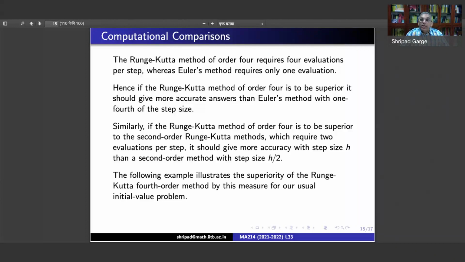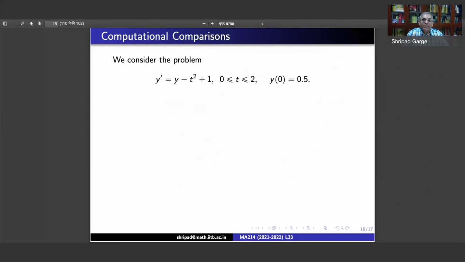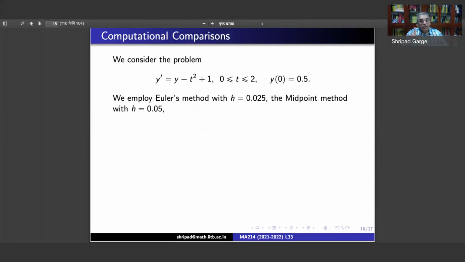So this is what we will do, and even then the Runge-Kutta of order 4 will still be superior, and this explains why this is the most commonly used method. So we will use our same initial value problem. The Euler's method is for h equal to 0.025. The midpoint method, which was better than the modified Euler method, is for 0.05, which is twice the step size of the Euler's method, and Runge-Kutta fourth order with step size 0.1.